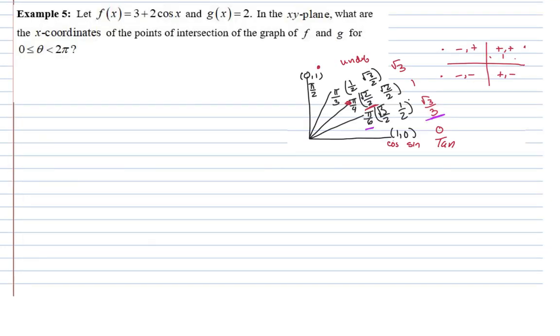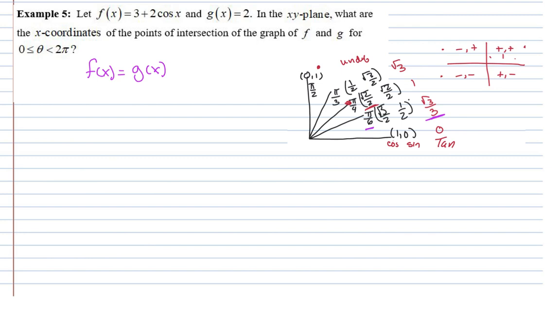So this one says let f of x equal 3 plus 2 cosine x and g of x equals 2. In the xy plane, what are the coordinates of the point of intersection of the graphs of f and g for this function? Okay, so basically what you're going to do is put the functions together. f of x is equal to g of x. So set them equal to each other. So I'm going to say pause the video and work it out and then check your answers with mine.